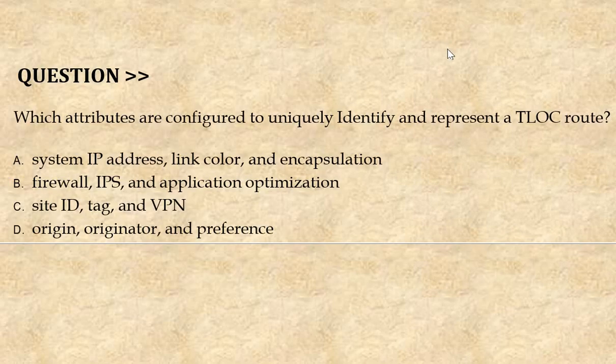Our next question is, which attributes are configured to uniquely identify and represent a TLOC route? Option A, system IP address, link color and encapsulation. Option B, firewall, IPS and application optimization. Option C, site ID, tag and VPN. Option D, originator and preference. The correct answer is option A.